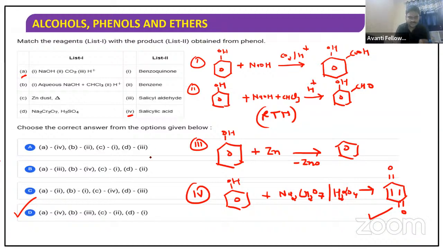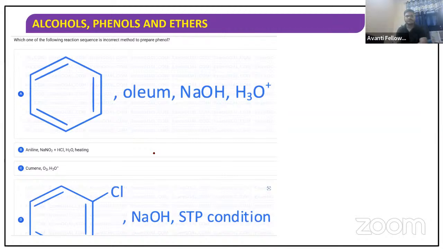Now move to the next question. Which one of the following reaction sequences is an incorrect method to prepare phenol? It says out of these A, B, C, D, which of the following options is an incorrect method for the preparation of phenol? Okay? So we have to prepare phenol. So which method is not correct? Tell me which method is not correct.